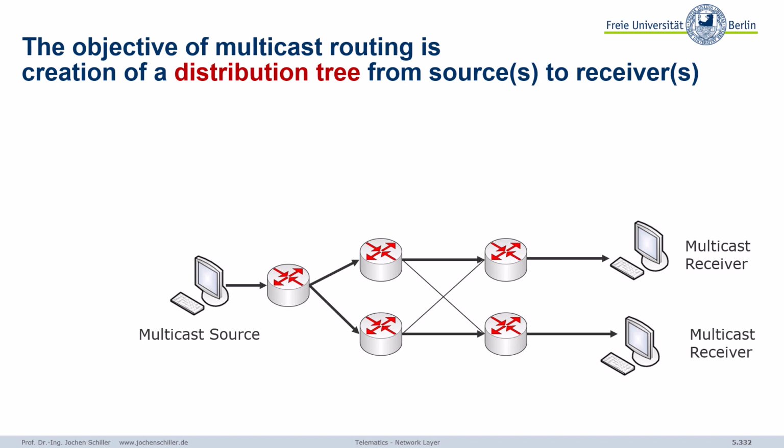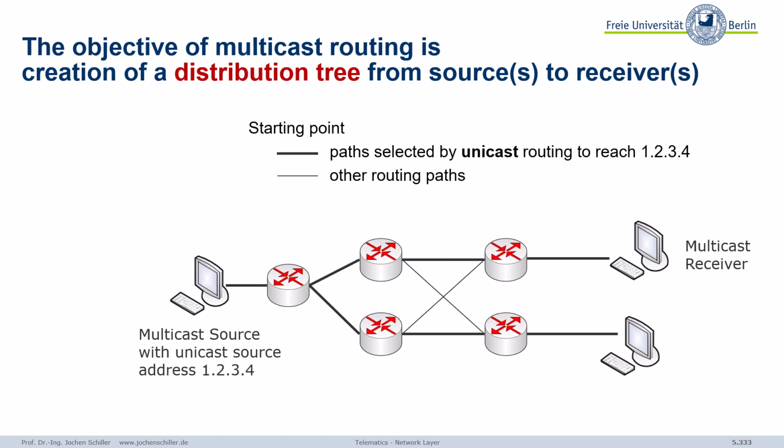So what we have to create is a so-called distribution tree from the source, here on the left-hand side, the multicast source, to the multicast receivers. There may be a quite complex topology between the source and the many receivers. You see here an example with the thicker lines. This is the tree we want to establish, and the thin lines show that there is also a bit more connectivity. So there are different routing paths. So how do we create this distribution tree from a source to many receivers?